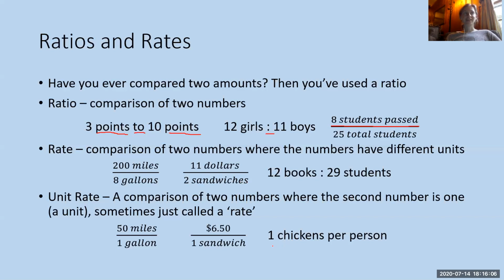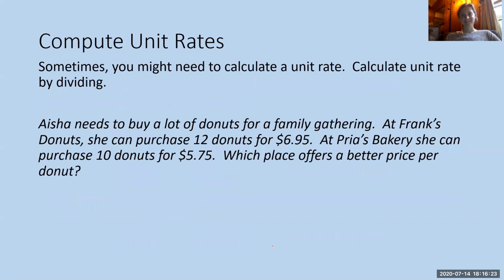So let's say you are trying to figure out how many chickens there are in your town. One way you could express that is you can say there's 1 chicken per person. There's 1 chicken for every person in the town. Could be a lot of chickens depending on how many people you have.